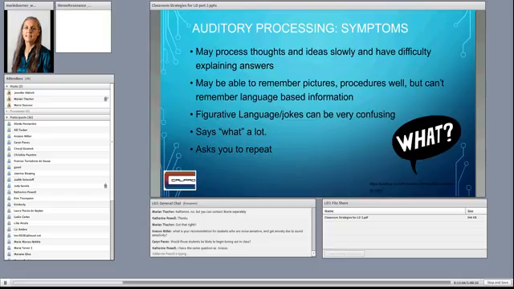Marie, a couple of people are asking about students who are noise sensitive and get anxious when there's a lot of noise. How do you deal with that?